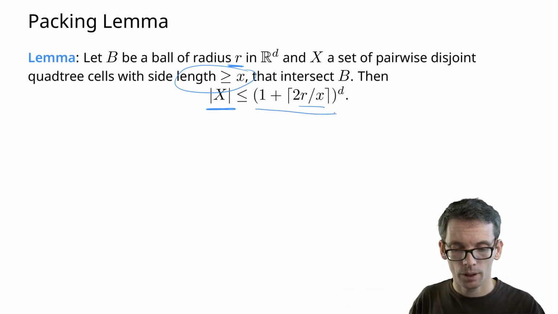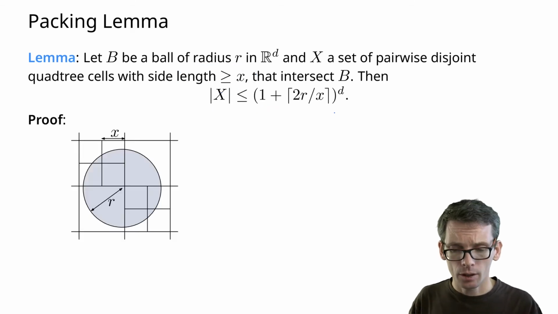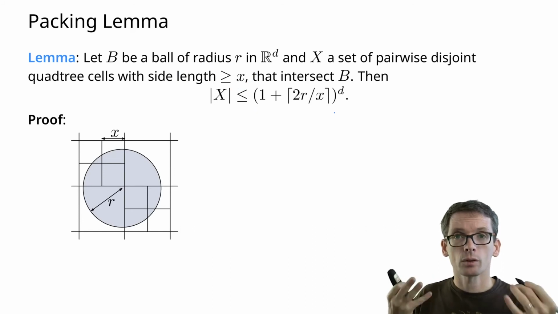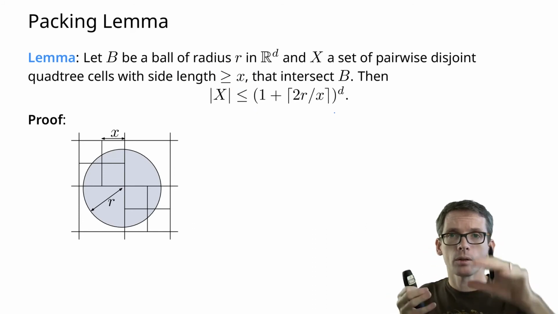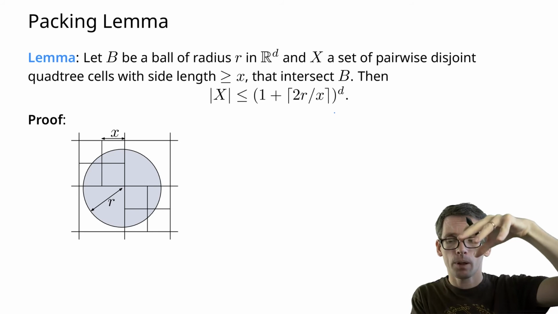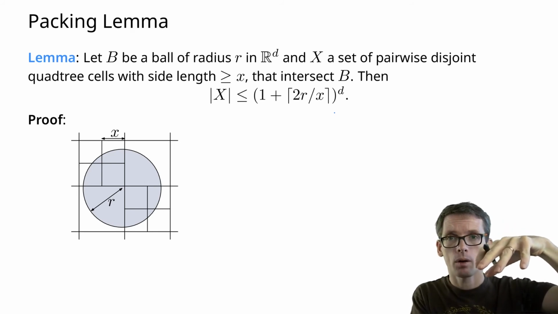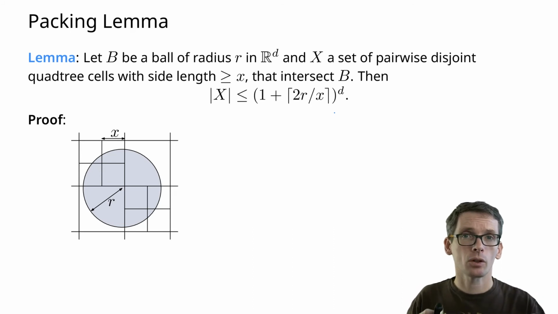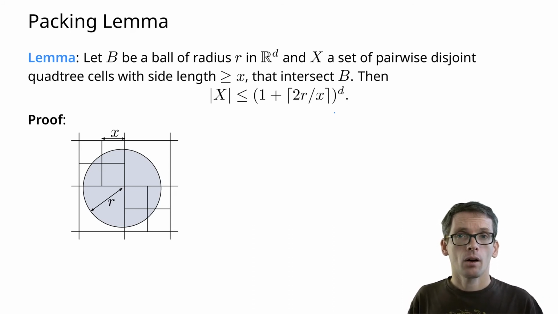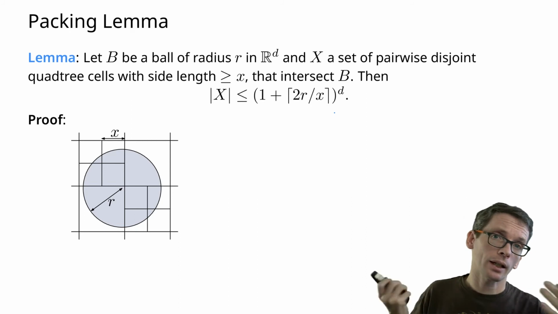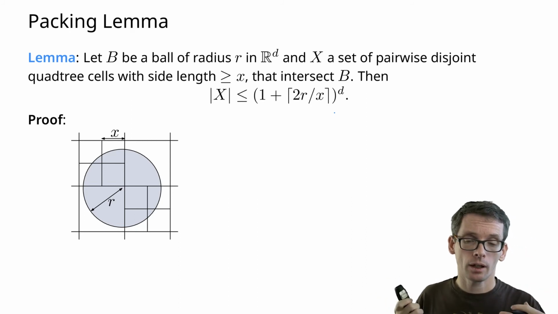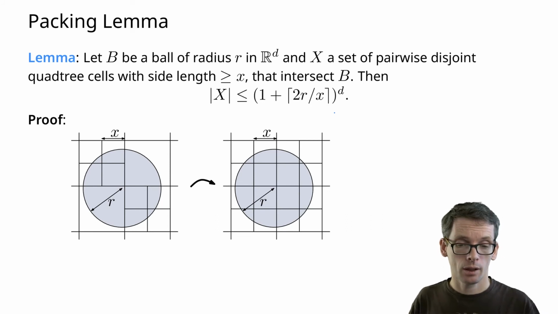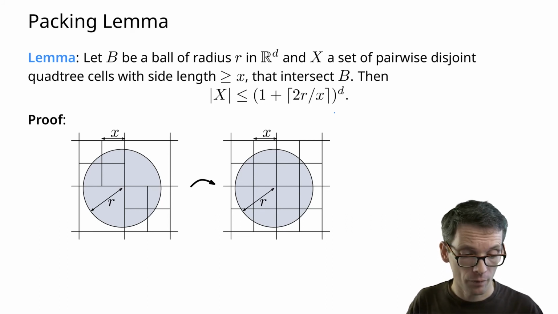And the idea to sketch it is, first of all, let's think of this quadtree and this ball. So I have a quadtree, I have my ball placed somewhere, and now I want to bound the number of intersected disjoint squares. Of course, if I make the squares as small as possible, I get as many as possible. So to get an upper bound, it's enough to look at the case where all of the squares have side lengths exactly X.